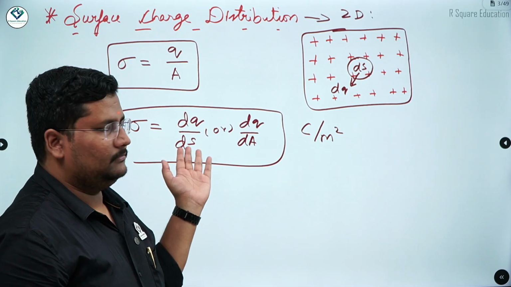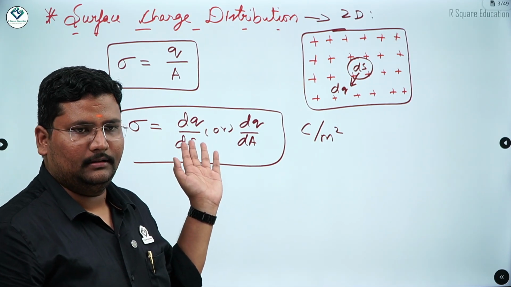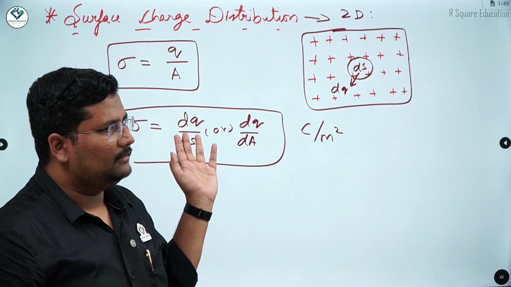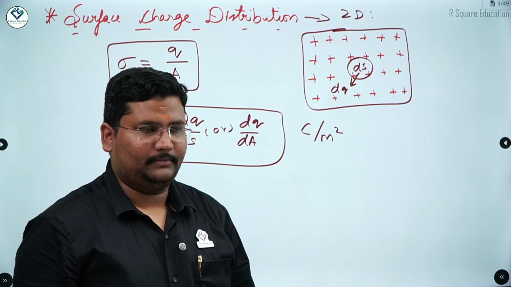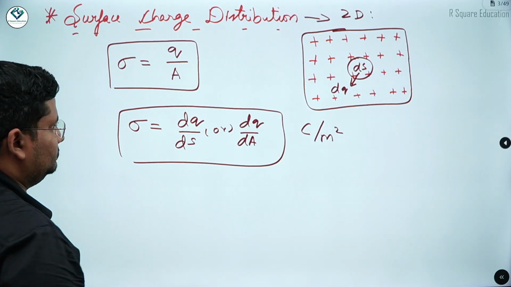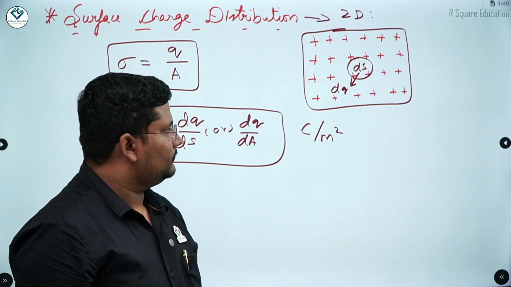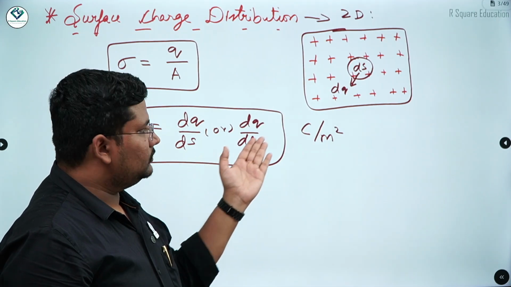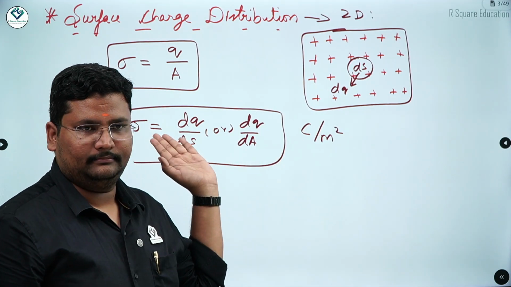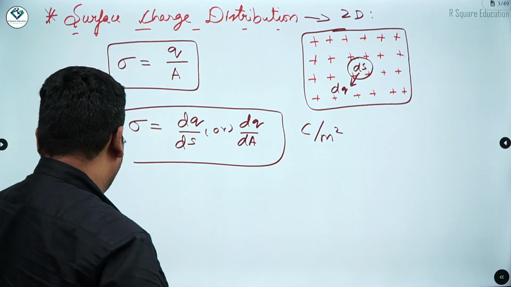Nothing will happen, the same dq by dl only will be there. Why? You have taken only one surface, no? That is not an issue. Charge is coulomb, no? Area is meter square. So coulomb per meter square will be the unit. Okay, right. So next is going to be volume charge distribution.